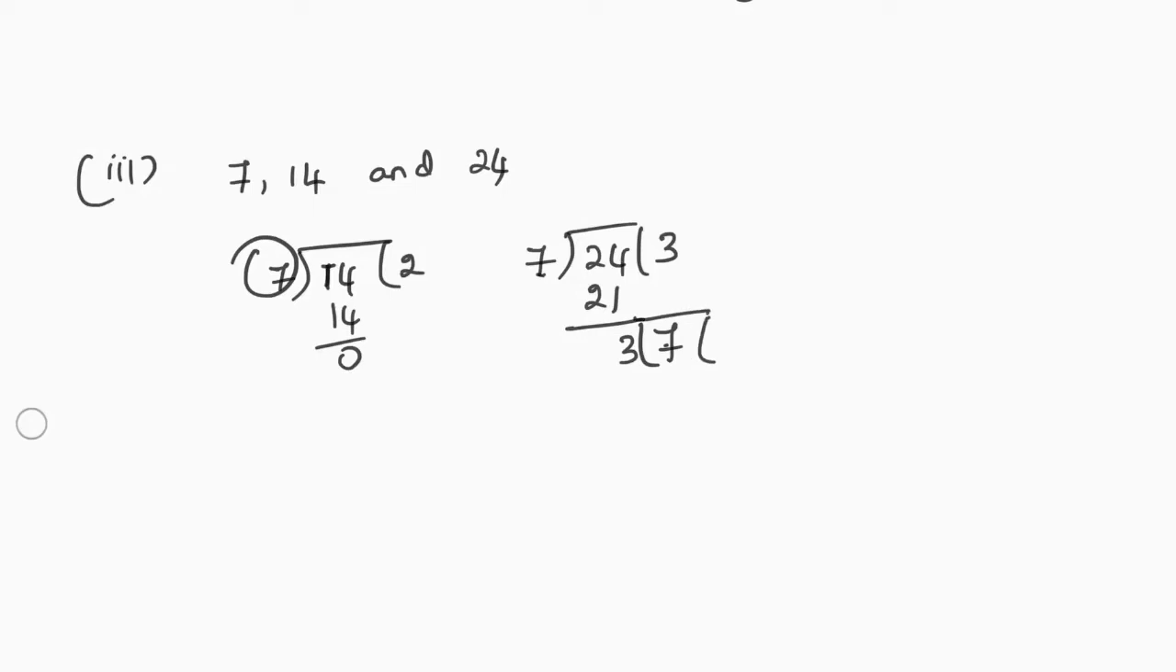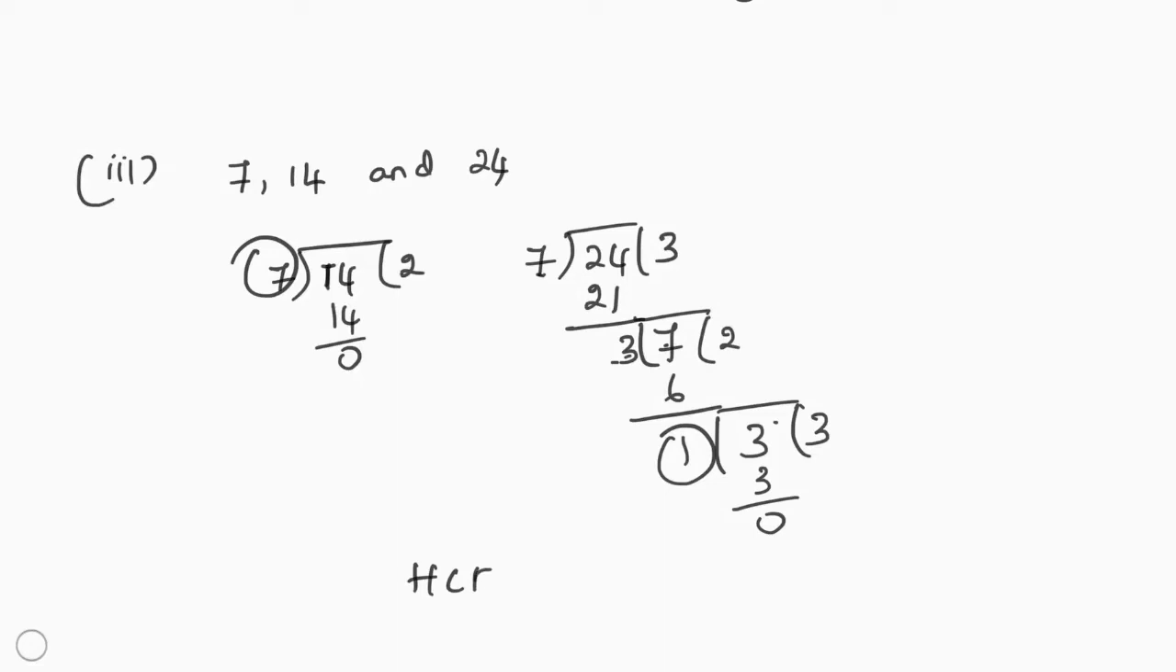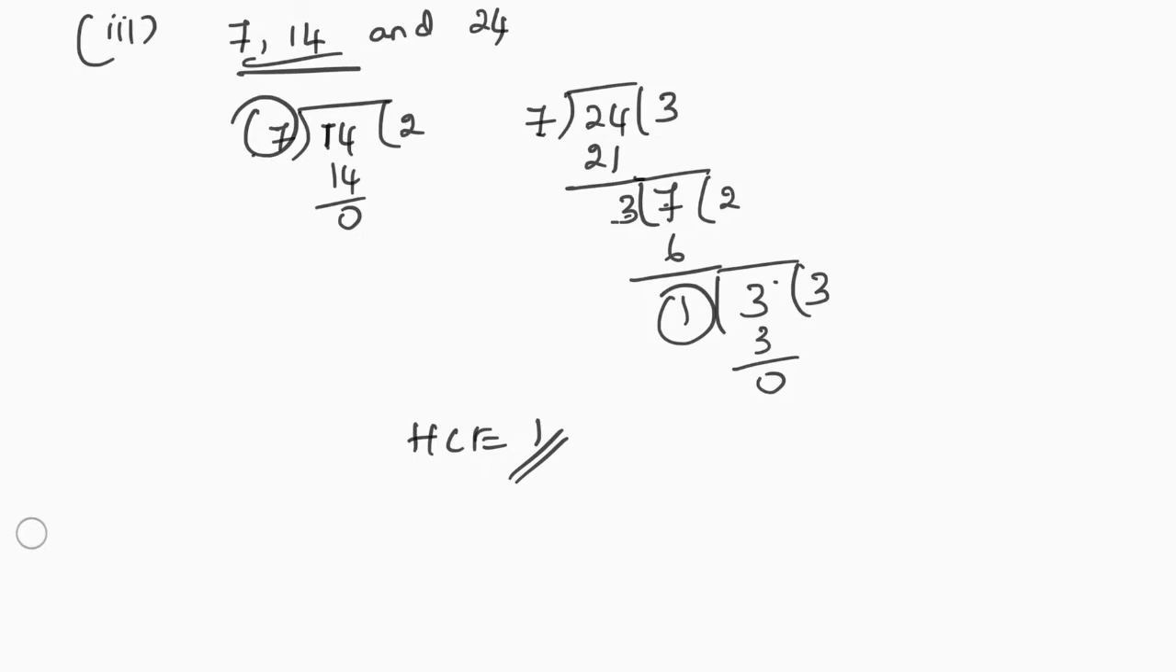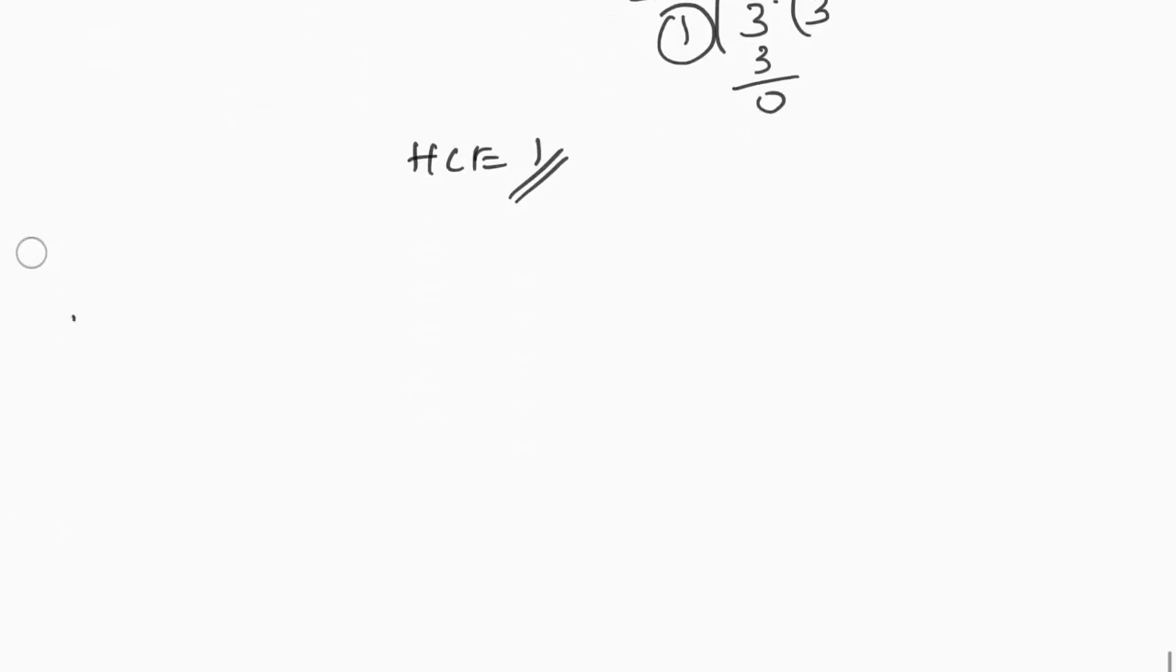Now I have to transfer this 7 here. So I get 7. How many times? 2 times. 6. Goes 1. So this should be brought here. So 3. In 3, 1 goes how many times? 3 times. 3 1s are 3, 0. So what is the HCF for all the 3 numbers? HCF is equal to 1. When I take 7 and 14 alone, I got HCF as 7. But when I do it for 7, 14 and 24, my HCF is 1, because there is no common factor between 7, 14 and 24. Hope it's clear to you children.